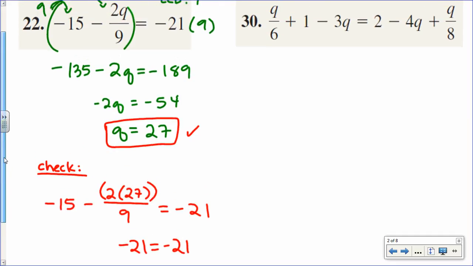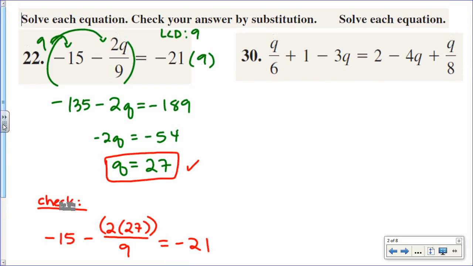Alright. So for this problem, I'm not going to use LCD for number 30 here. You can. If you did want to use the least common denominator, what would it be? Between 6 and 8, it'd be 24. So you'd multiply every single term by 24 if you want to do that. I'm not going to. I'll just use fractions. Remember that we learned that when your variable's in the numerator, you can pull it out to the side. So if you pull it out to the side, I can't leave a numerator empty, so what's there? 1. So I can just write that as 1/6 Q plus 1 minus 3Q. Equals 2 minus 4Q, and then same thing here, plus 1/8 Q.